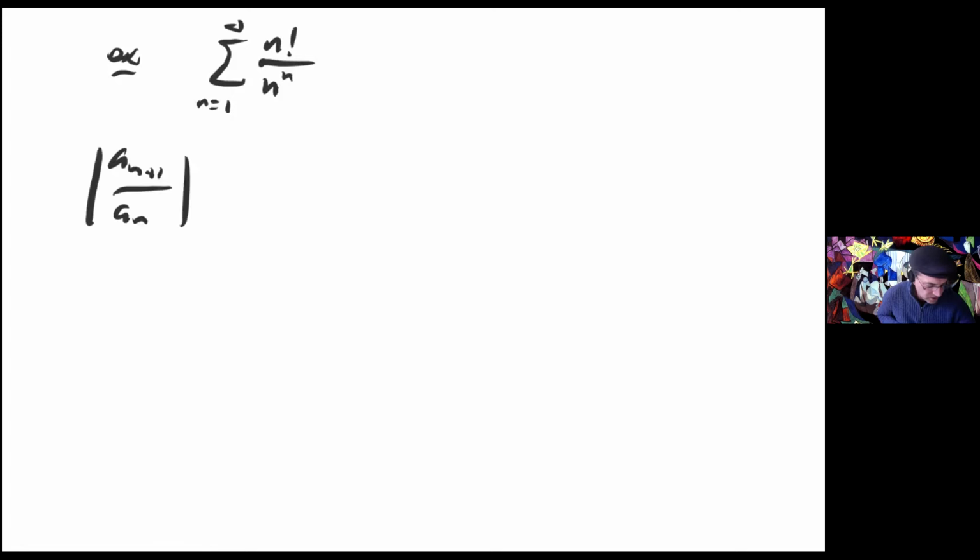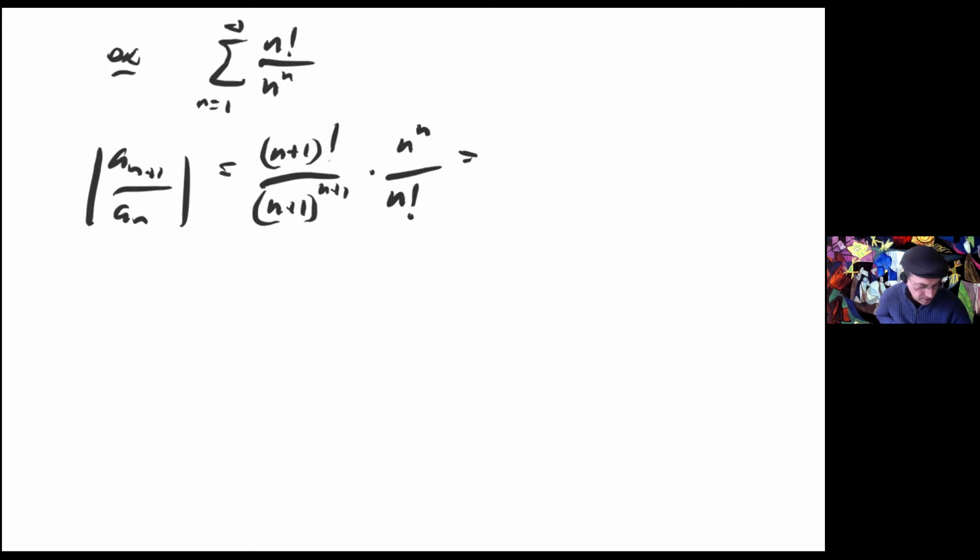How about the example given by summation n factorial over n to the nth power? Now, this could be done in other ways also, but it might be considered easiest using the ratio test. So a sub n plus 1 over a sub n, absolute value. Well, it's a series with positive terms. You're going to get n plus 1 factorial over n plus 1 to the power of n plus 1 times the reciprocal of a sub n, which is n to the n over n factorial.